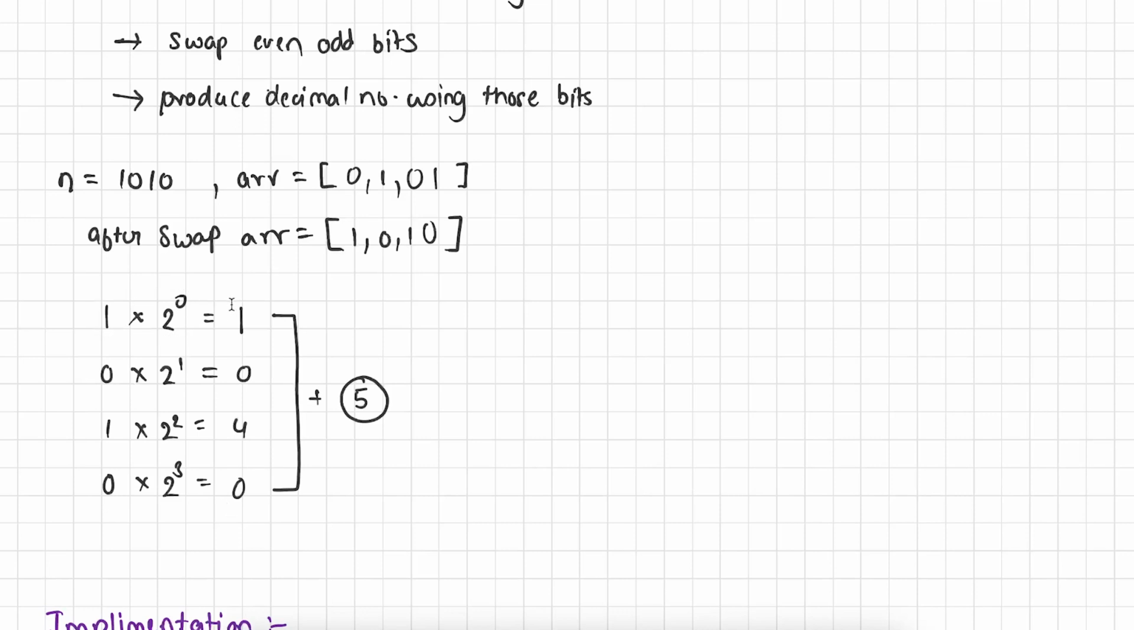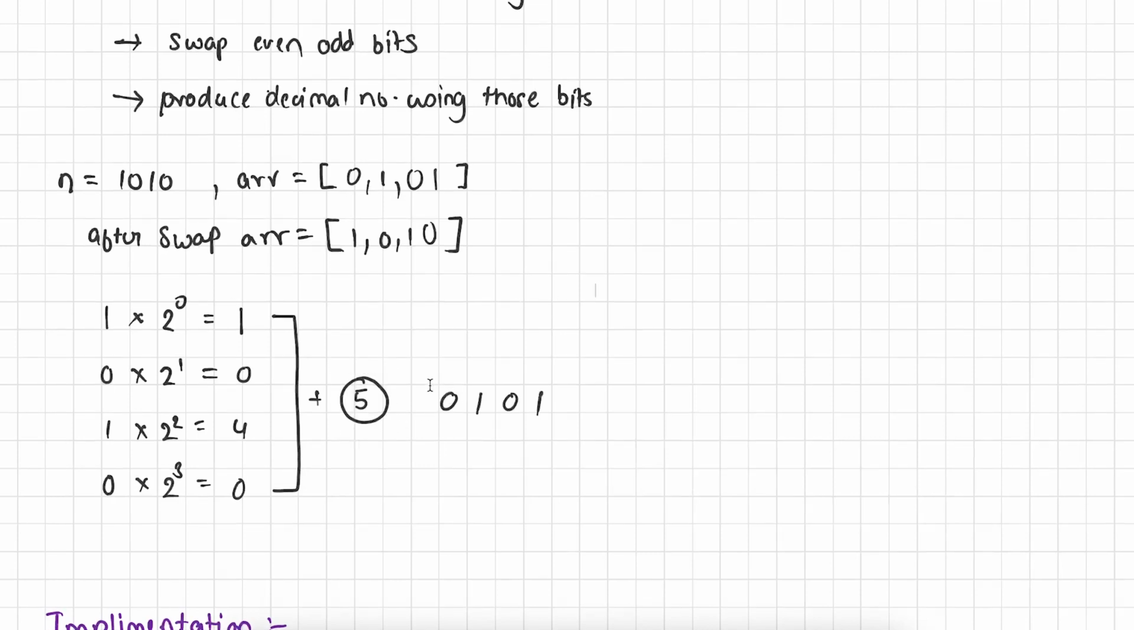And we sum all the numbers. After we do the sum, we get 5. And this is the final result for this input. If you see the binary representation of number 5, you see that all the even and odd bits are swapped. See here, n is equal to 1010 and you get 0101. It means all the even and odd bits are swapped.